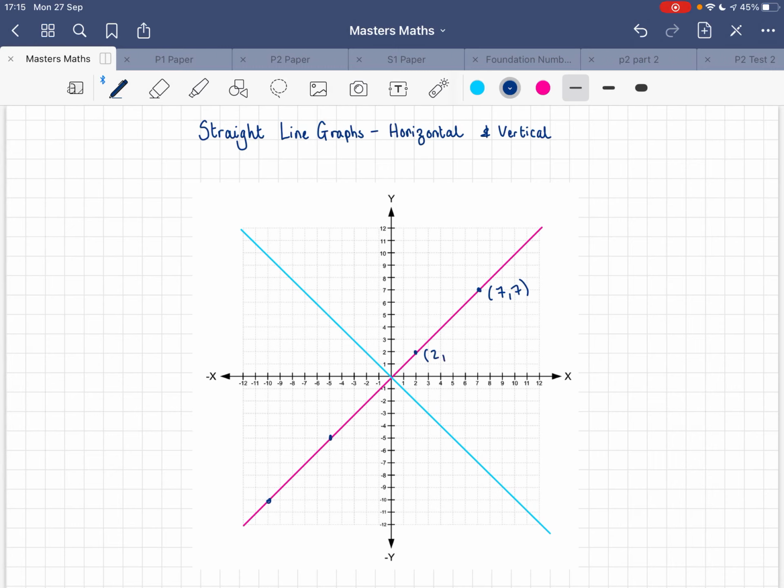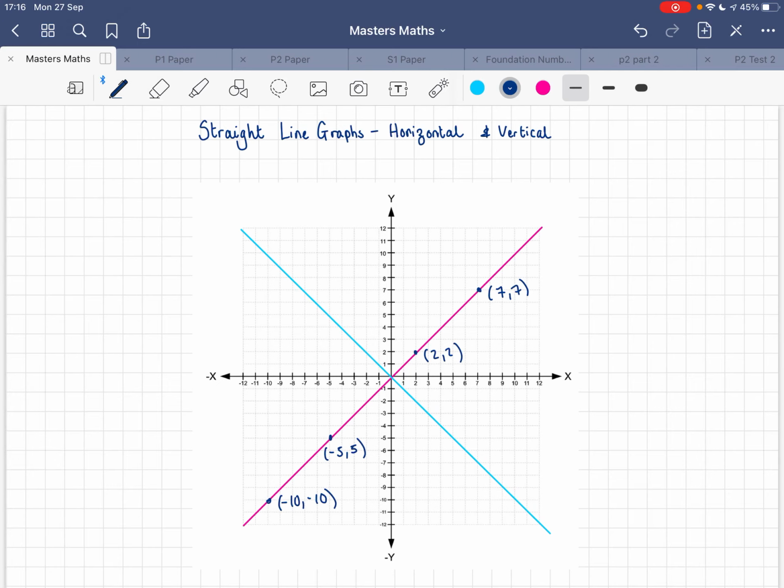Then we've got 2, 2. We've got -5, -5. And we've got -10, -10. So on this line, all of the x and y coordinates are always the same as each other. We've got 7, 7, 2, 2, -5, -5, -10, -10. The y and the x coordinate, or the x and the y, are the same as each other.